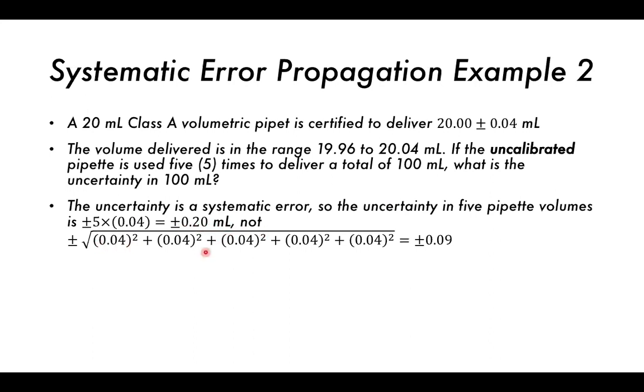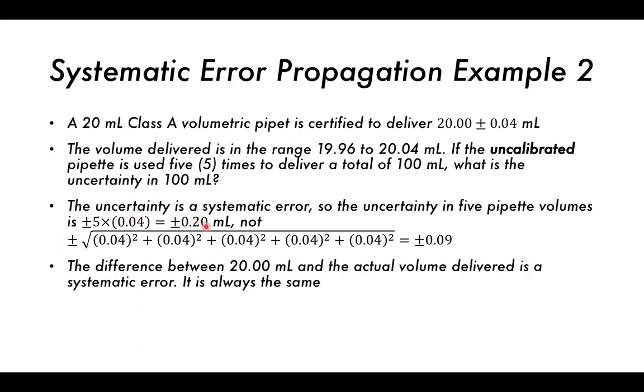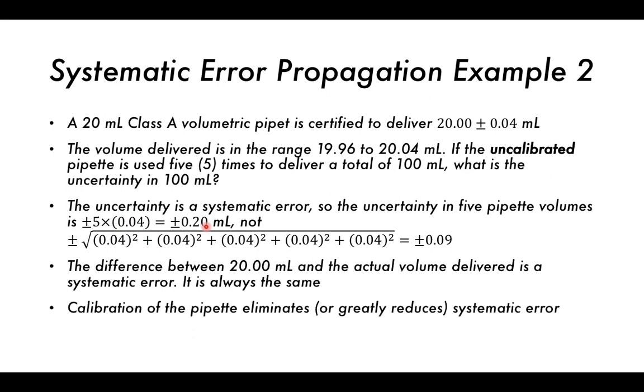And it's not going to be the absolute error, which is plus or minus 0.09. So you can see here that the random error, if this was a random error, would be a lot smaller than the systematic error that we get from this measurement. Smaller volumes typically have larger errors. The difference between 20 milliliters and the actual volume delivered is a systematic error. It will always be the same. And so if we calibrate our pipette, this will eliminate or greatly reduce our systematic error.